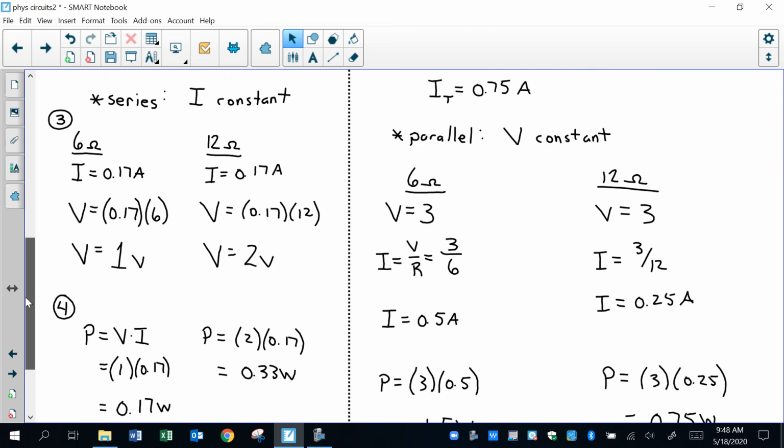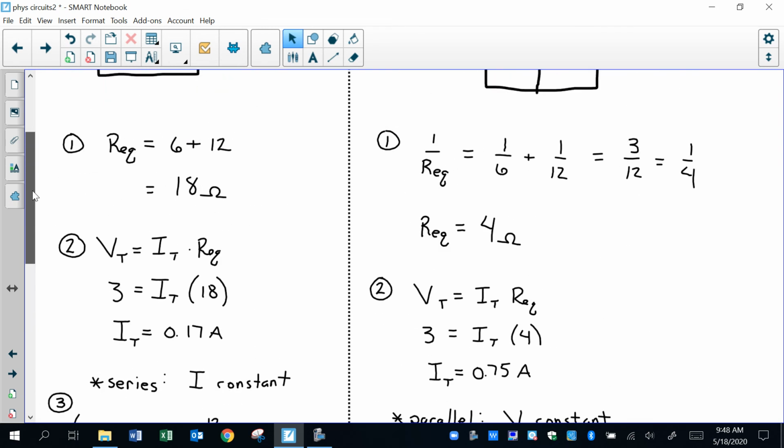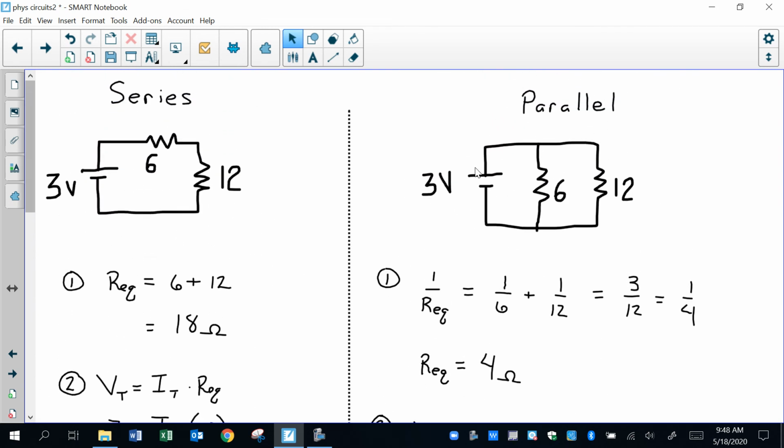Now when it comes to our problems, parallel are always going to be a little bit more challenging, just because the math's a little bit more challenging. So the first thing, find REQ. Well, I got to add up my reciprocals, 1/6 and 1/12. That's 2/12 and 1/12 is 3/12 is 1/4. Common error: students get to 1/4 and they think they're done. 1/4 is the reciprocal of your answer.